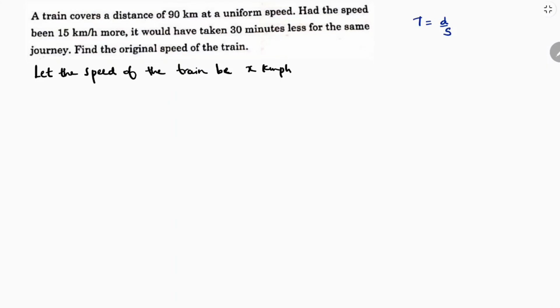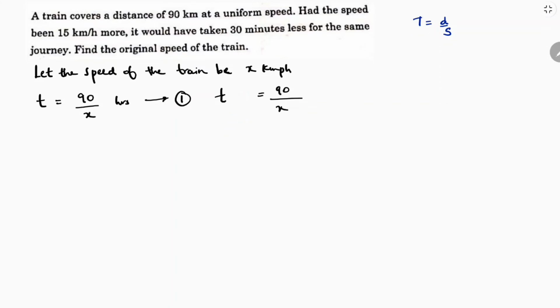Distance upon speed. So the first equation is time equals distance, which is 90, upon uniform speed x. So this many hours. This is equation 1. Now the second equation: leave some gap and write time the same as it is, 90 by x. See, if speed increases, then time will get reduced. Or if speed reduces, then time will increase.